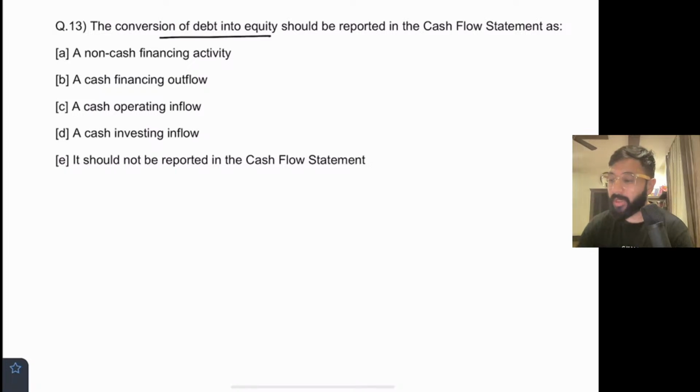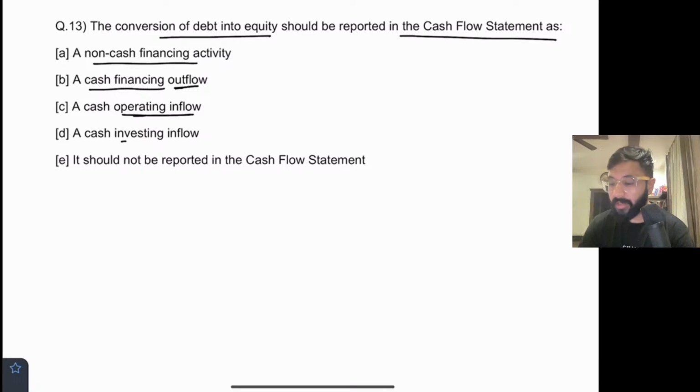Conversion of debt into equity should be reported in the cash flow statement as what? Non-cash financing activity, cash financing outflow, cash operating outflow, cash investing inflow, यहाँ पर भी inflow है, should not be reported in the cash flow statement. Conversion of debt into equity. Question number 13.